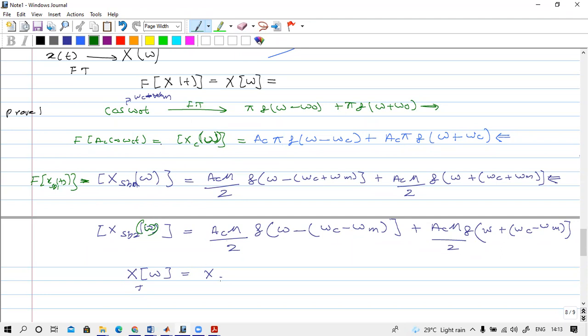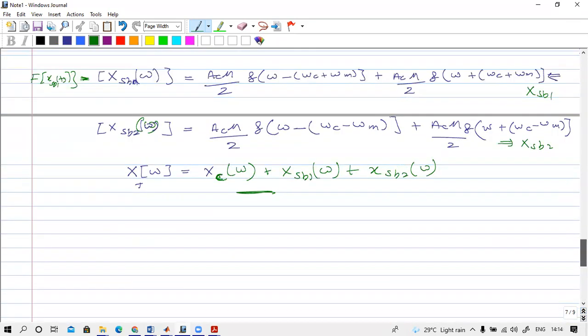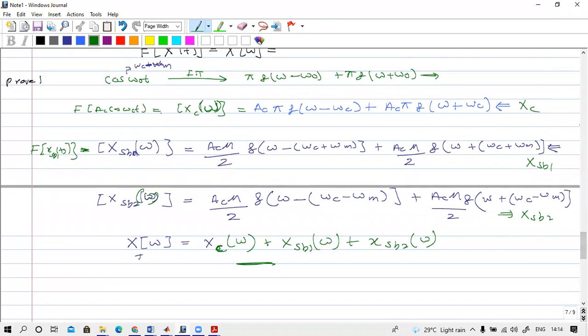So if we get these three terms, we have X: the carrier signal frequency domain representation plus the first sideband frequency domain signal plus the second sideband frequency domain signal. And all these three we have written. So this is our carrier frequency domain signal, this is our first sideband frequency domain signal, and this is our second sideband frequency domain signal. So if you add these three, we can get the complete frequency domain signal. Then we are asked to draw the frequency spectrum. So very easily we can draw it.